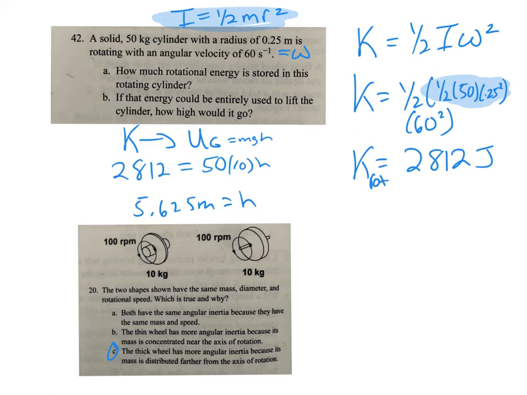C is the answer because I is equal to mr squared, or at least related to mr squared. So the farther you can have that mass from the axis of rotation, from the radius, the more inertia you're going to have. Sorry, I stumbled there.